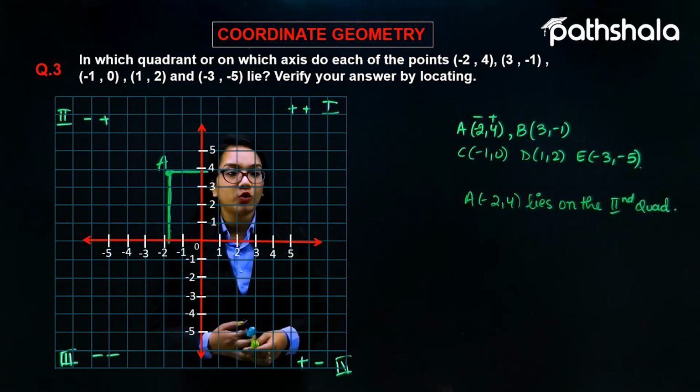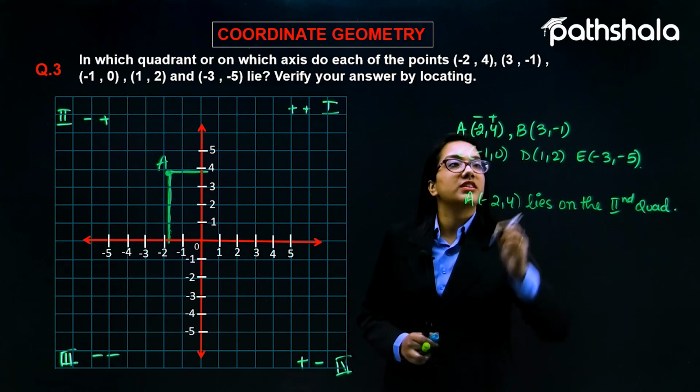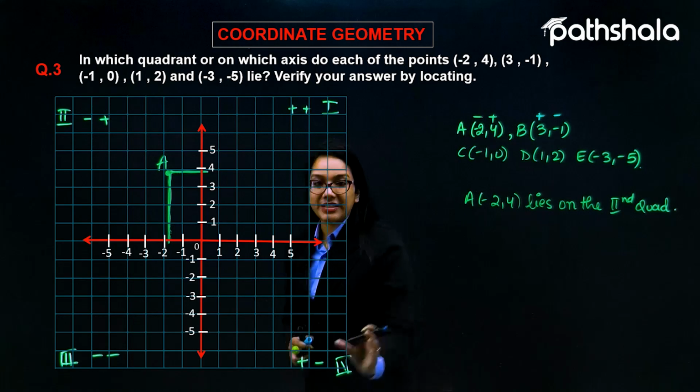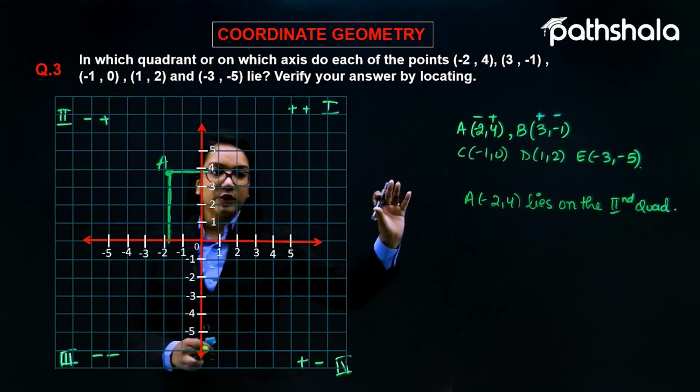Let's further move on towards the point B. The point B has the coordinates 3, -1. So it is positive, negative. Positive, negative means it is lying in the fourth quadrant. So let's locate this point B.